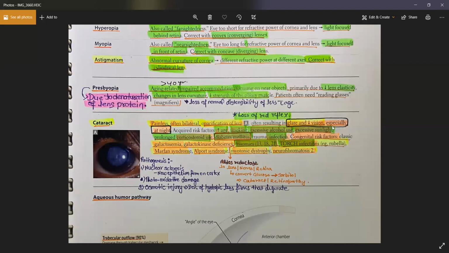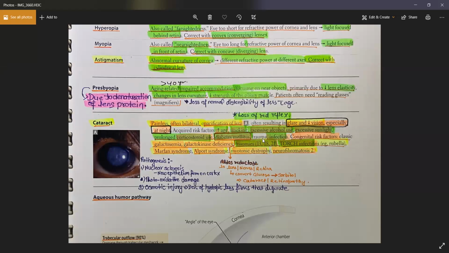Because of the excess of sunlight, you have the UV rays, and UV rays can damage the lens, that can cause the cataract. Corticosteroid use, if you guys remember the side effects, can cause the cataract at a very early stage. Diabetes mellitus, because all this glucose will be converting into sorbitol, right? Because of the aldose reductase, you can have damage because of the diabetes also. Trauma can do that. Infection can do that.